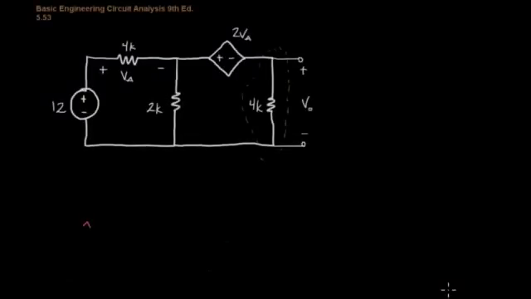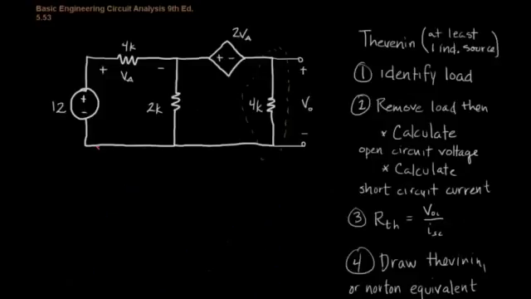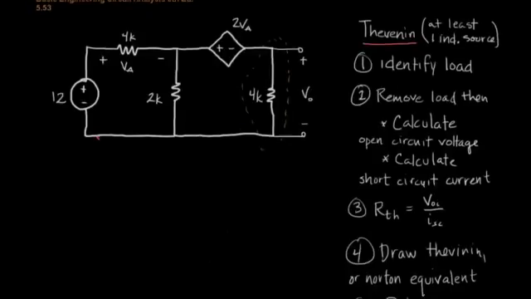Okay, let's look at a problem now that involves both dependent and independent sources. The steps that we were using before were sort of deviating from a formal method, and now we're going to take a look at what that formal method should be. This method will actually give us both Thevenin and Norton, even though I didn't say that.